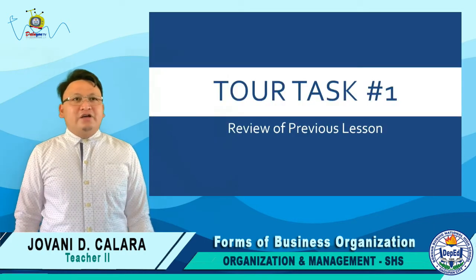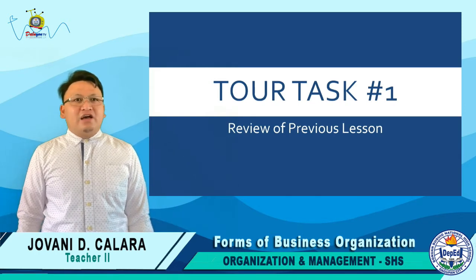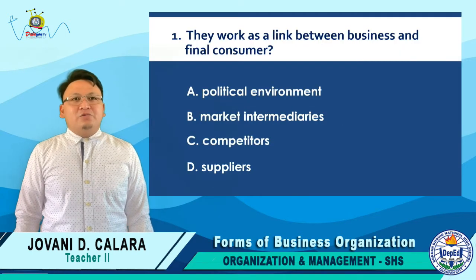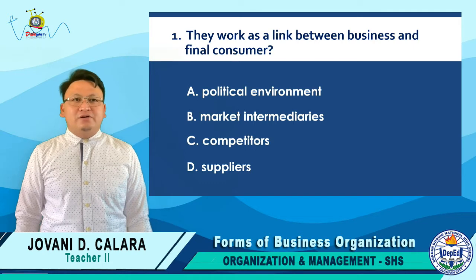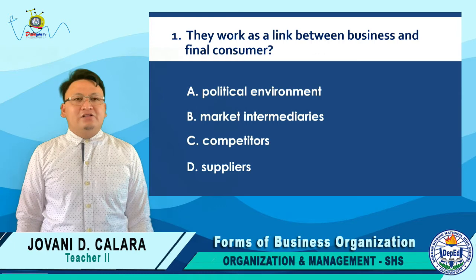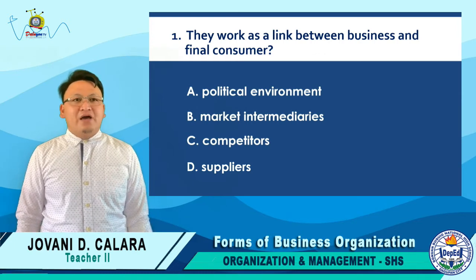Time for your tour test. Number 1. Let's review the topics that we discussed last time. Let's see if you can still recall them. They work as a link between business and final consumer. Letter A, political environment. Letter B, market intermediaries. Letter C, competitors. Letter D, suppliers.